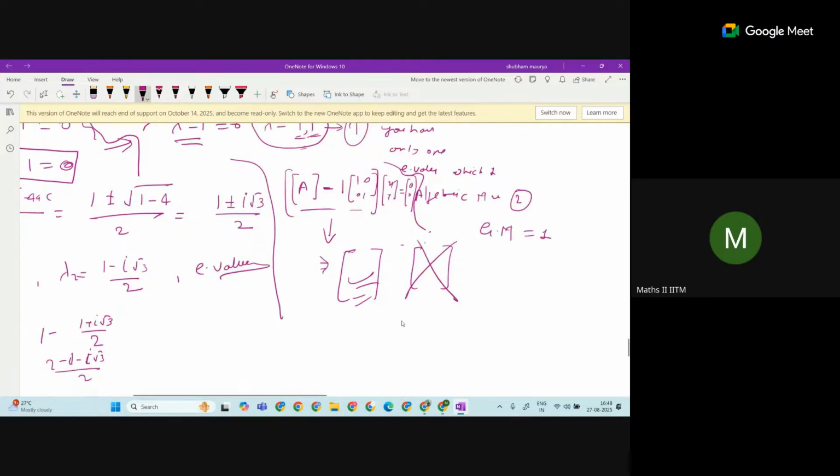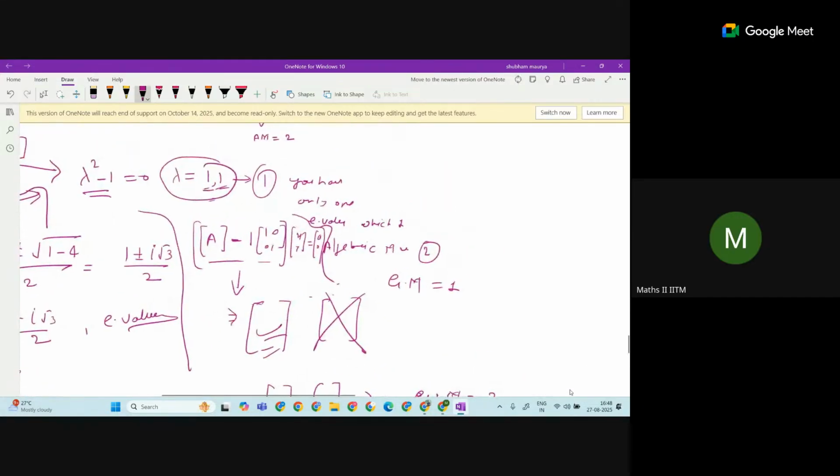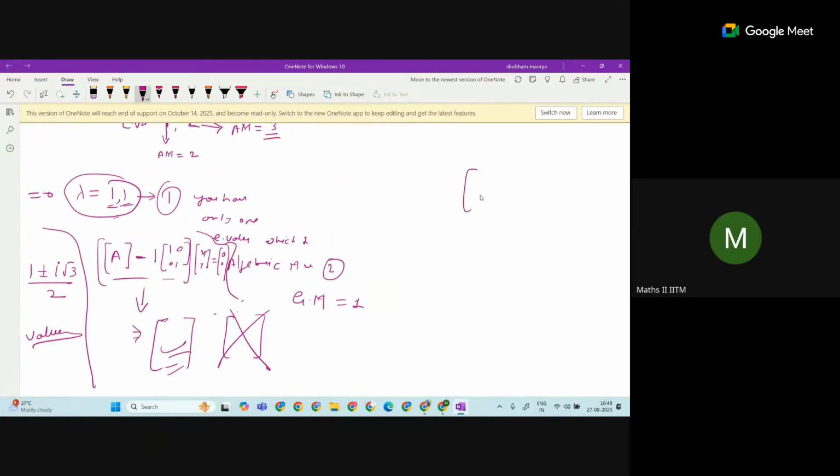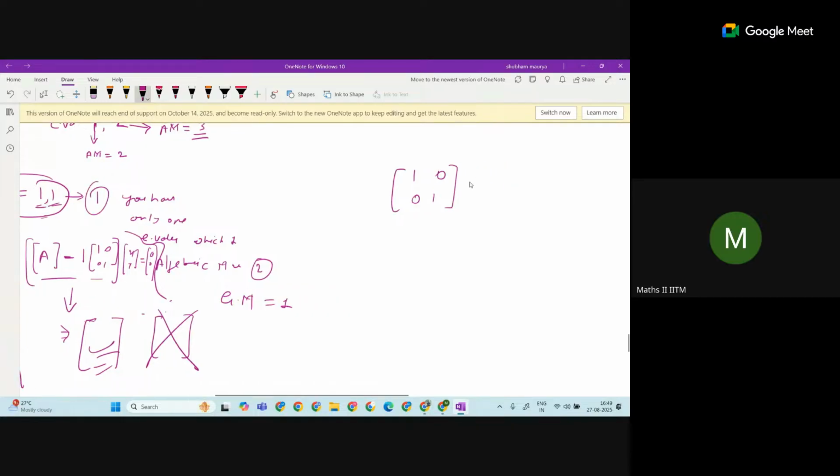But if you get two independent eigenvectors, the geometric multiplicity is called two. Very simple. Take the example of the identity matrix. Suppose I have this matrix, which is exactly the identity matrix. If you find the eigenvalue of it, it is very much clear.